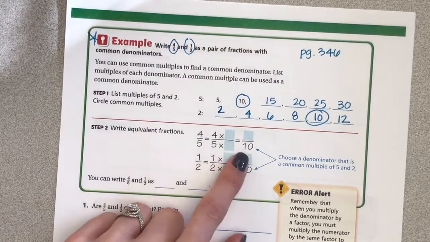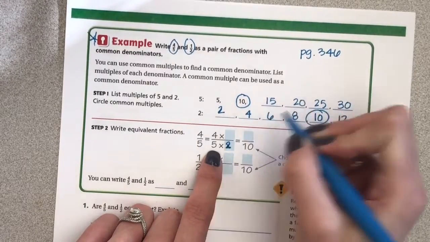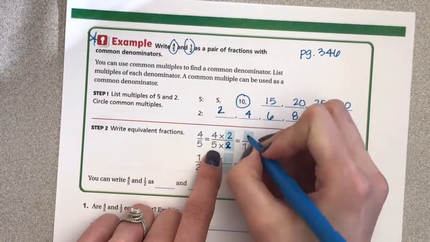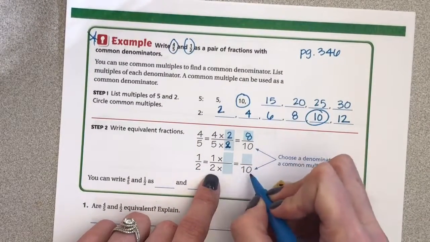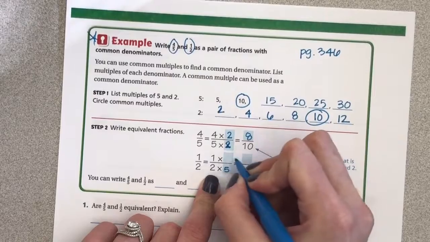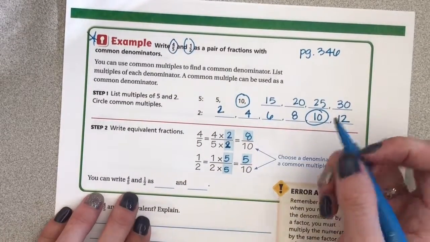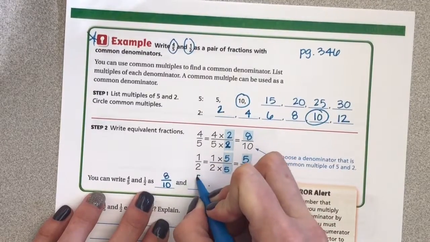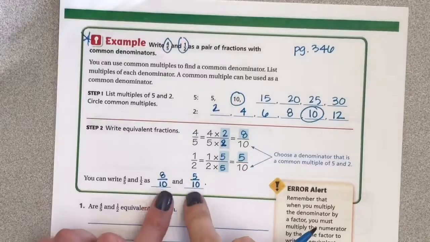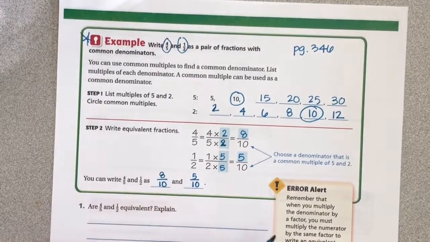So in order to get 4/5 to 10ths, I have to multiply 5 by 2, and then 4 times 2 as well. So that would be 8/10. If I want to get 1/2 to 10ths, I'd multiply by 5 and multiply by 5. So it'd be 5/10. So you can write 4/5 and 1/2 as 8/10 and 5/10. So you can easily see the two denominators are the same. The numerator is greater here, so you can compare the two.